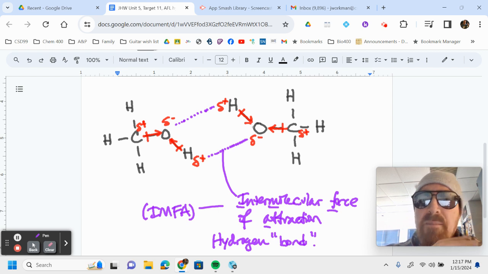Okay, so hopefully that makes a little bit of sense to you, and you're learning a little bit about hydrogen bonding and intermolecular forces of attraction and how to indicate that properly on molecular models that you draw. Okay, that's all for now.